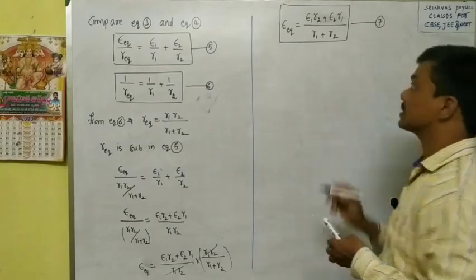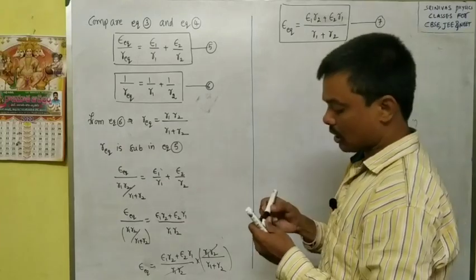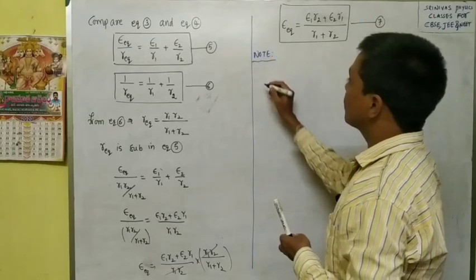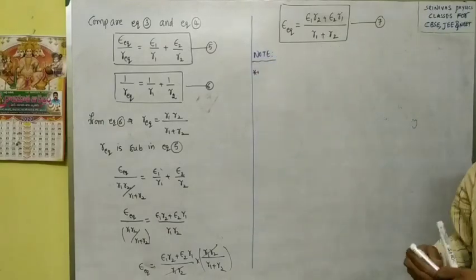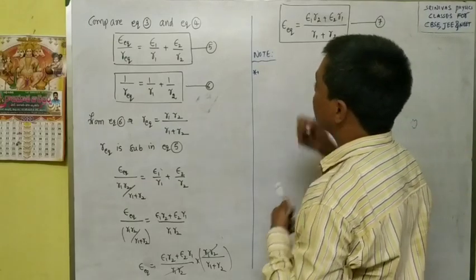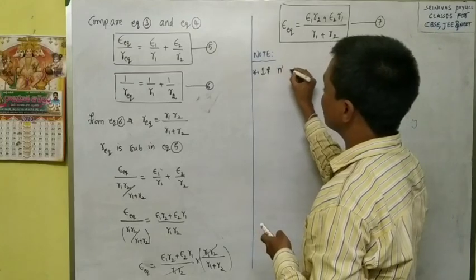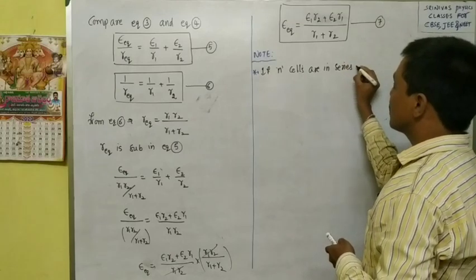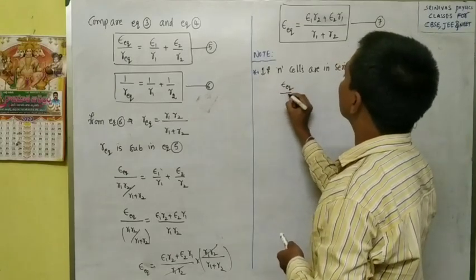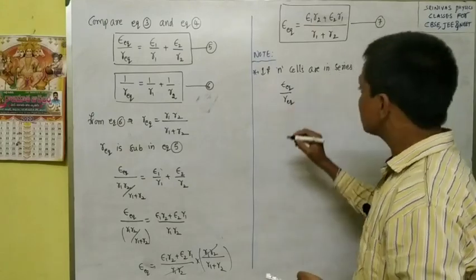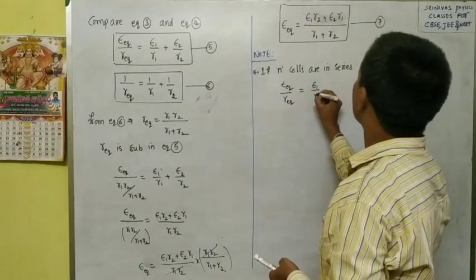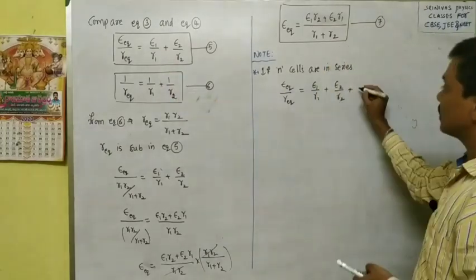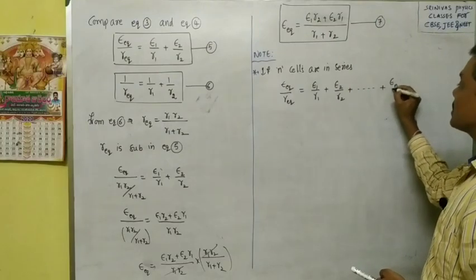This is equation 6. Okay, and now I am going to tell some points in the note. The first point is that if n cells are connected in series, then the formula to find the E equivalent by R equivalent is E1 by R1 plus E2 by R2, or for two cells this one, and so on. If n cells are there, we write En by Rn.